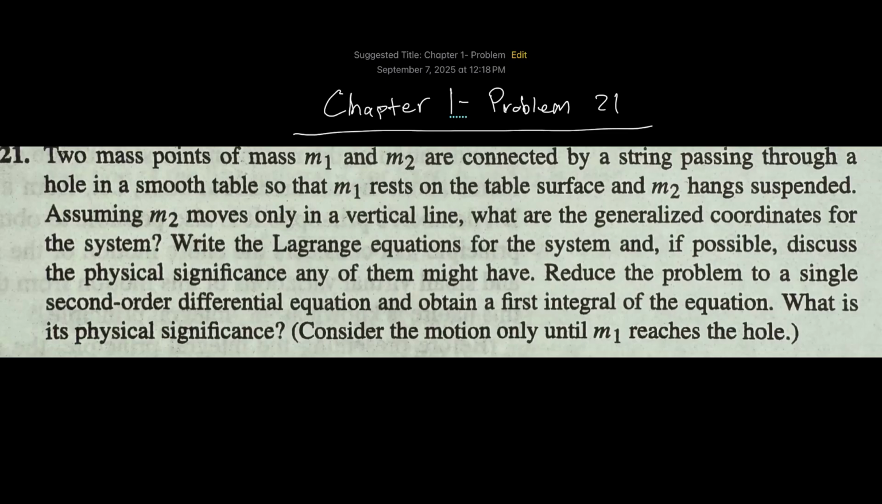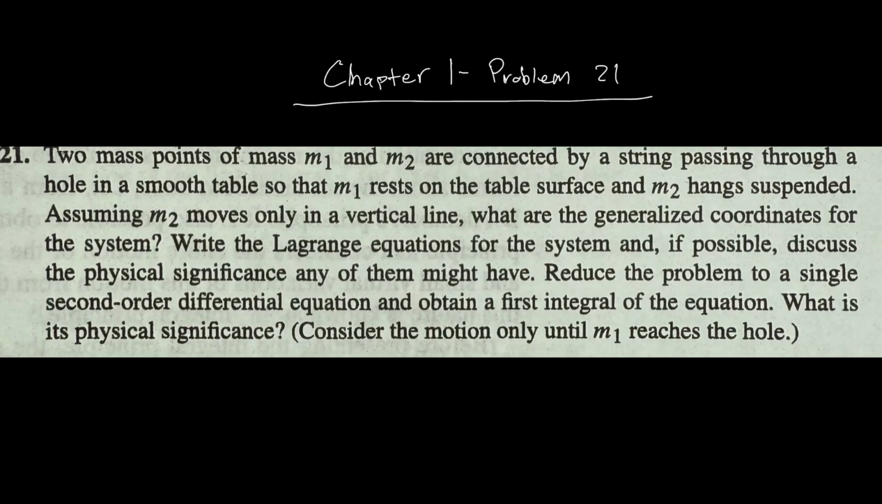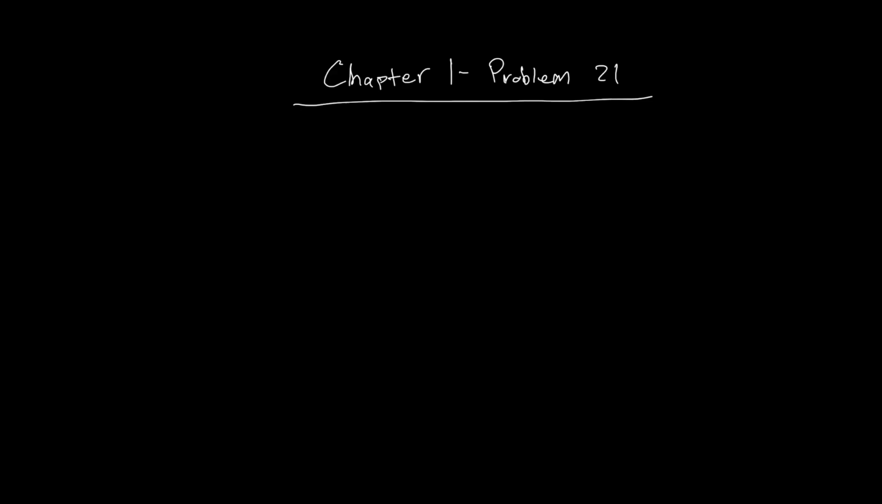Okay. So this problem was deceptively difficult. But number 21, it is asking: two mass points of mass m1 and m2 are connected by a string passing through a hole in a smooth table so that m1 rests on the table surface and m2 hangs suspended. Then it's saying that m2 can only move in a vertical line, up and down. What are the generalized coordinates for the system? And then we're going to write the Lagrange equation and then discuss the physical significance that that would have.